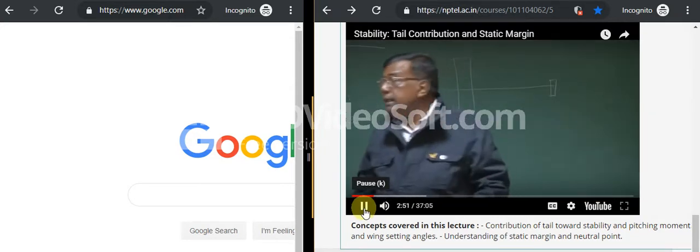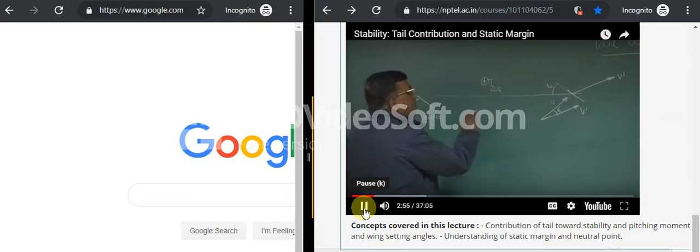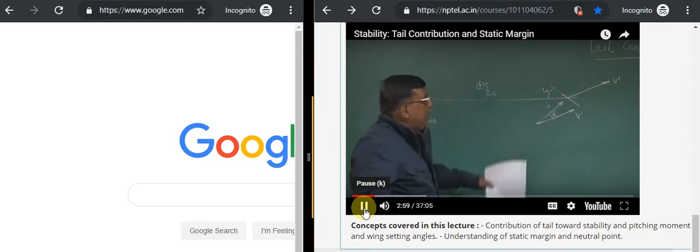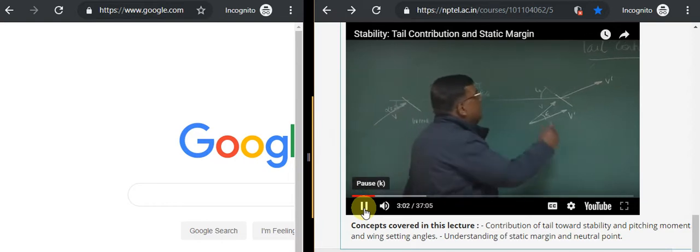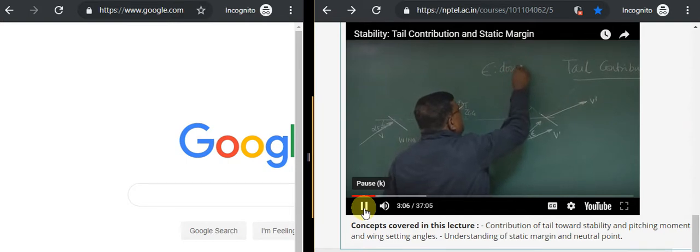That is exactly as happened. This is the V free stream direction. Because of downwash, this velocity vector is tilted. Tilted by how much? By epsilon, which is called the downwash angle.